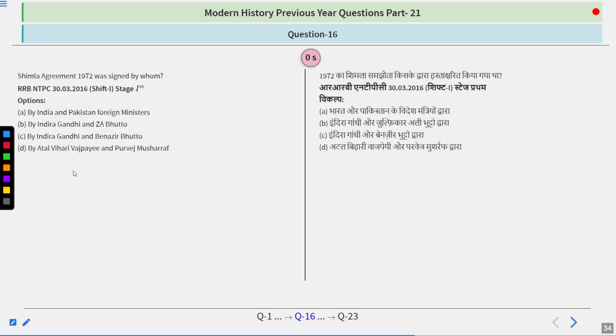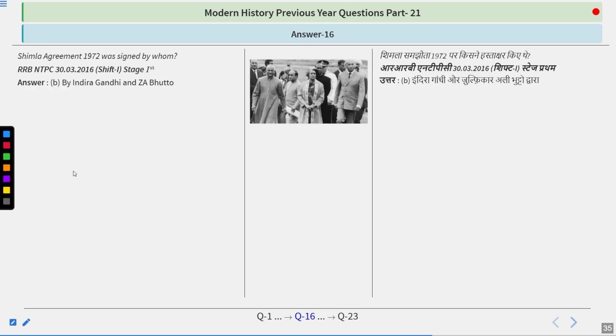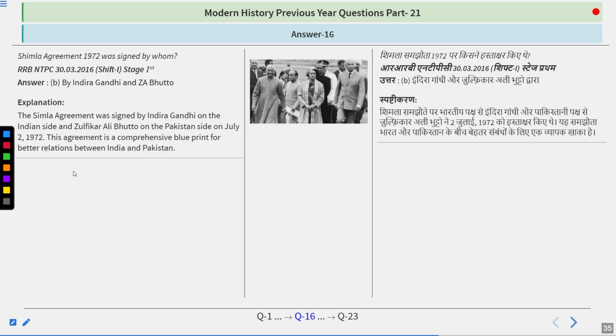And I guess the answer you are looking for is quite right, because the answer is Indira Gandhi and Zulfikar Ali Bhutto. So the Shimla Agreement was signed by Indira Gandhi on the Indian side and Zulfikar Ali Bhutto on the Pakistani side, on July 2, 1972. This agreement is a comprehensive blueprint for better relations between India and Pakistan. So do remember the agreement was signed between Indira Gandhi and Zulfikar Ali Bhutto.